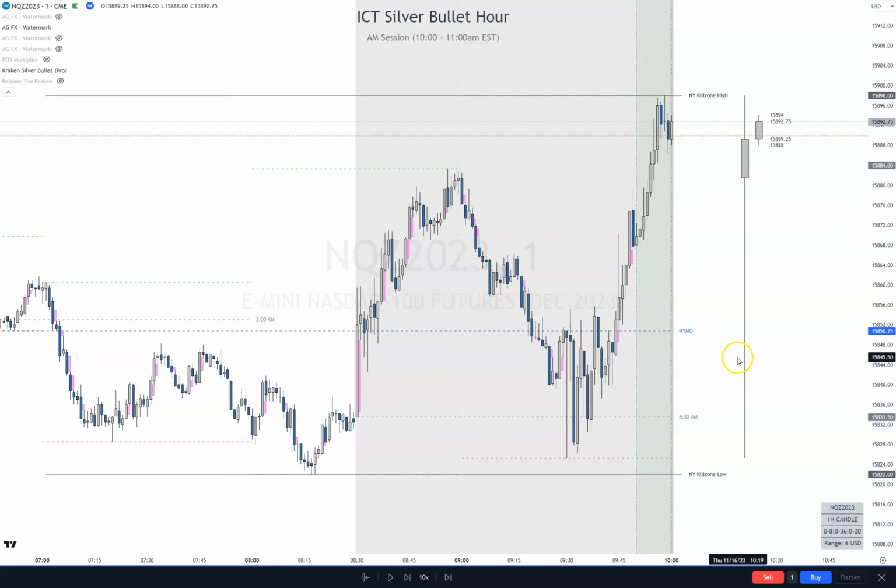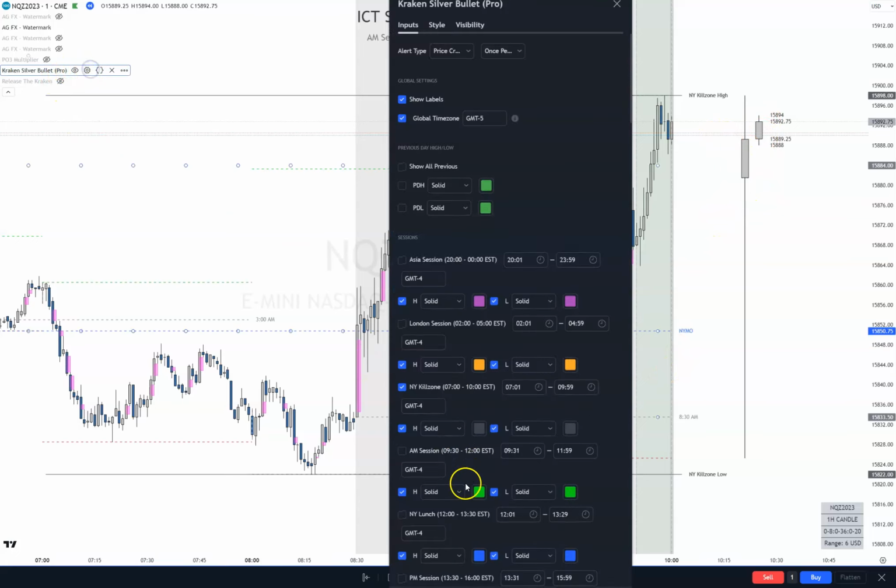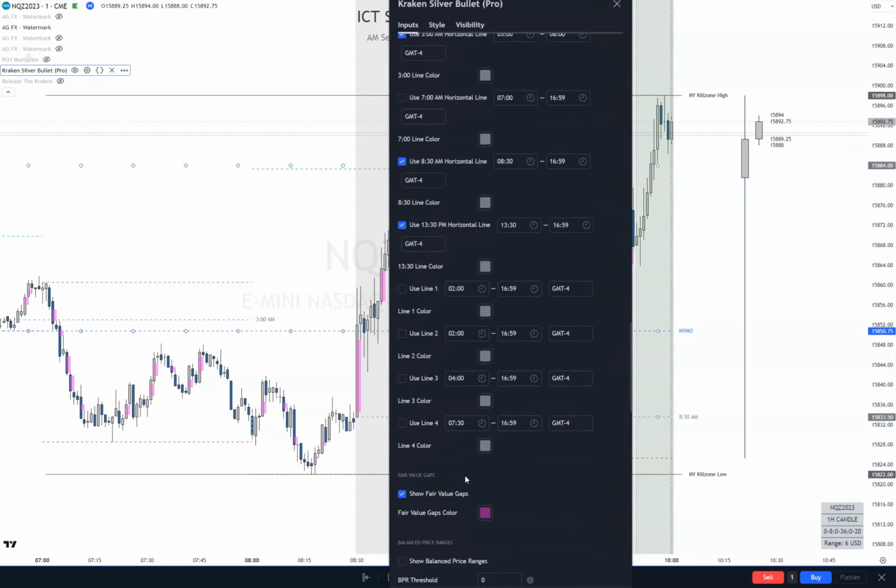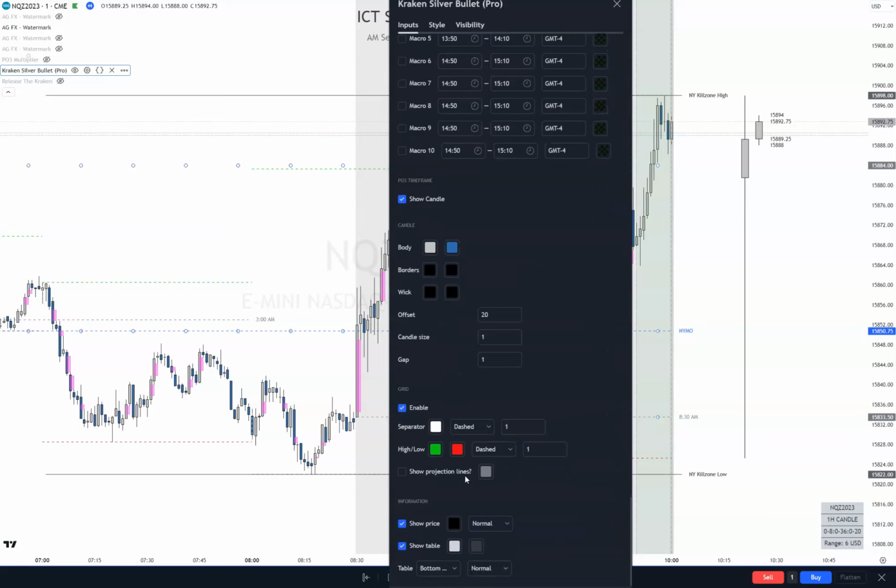All right, so here's what you're seeing on the chart. This is the last hour candle. That's the 9 o'clock candle, 9 to 10 a.m. The high and the low, and then the opening price was right here, and the closing price was right here. Okay, you'll have lines here for this. I didn't turn this on, did I? My bad. I didn't show projection lines.